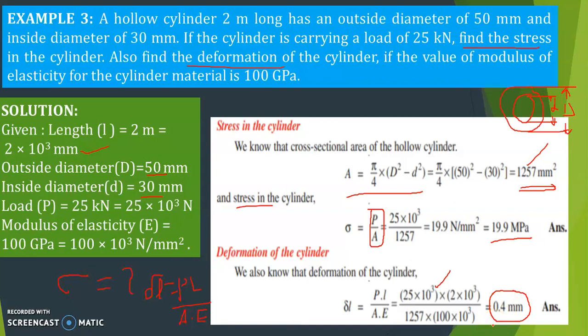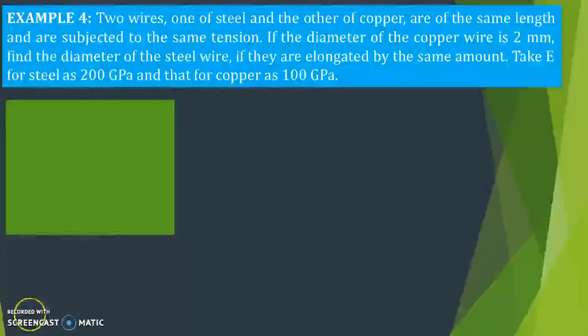Here the main thing you have to remember, the only unknown is A. First you have to calculate that, using the formula for hollow cylinder, pi by 4 into capital D square minus small d square, and then you calculate stress, and then deformation. So in this way you can find the deformation. We'll see one more problem in the next class. Okay, we'll solve the next problem.